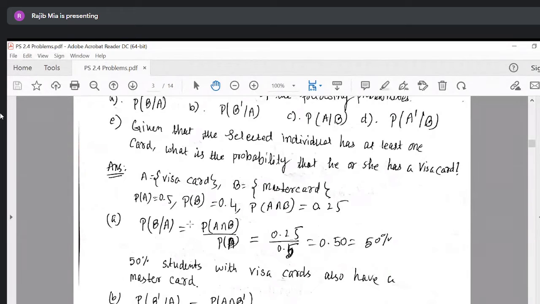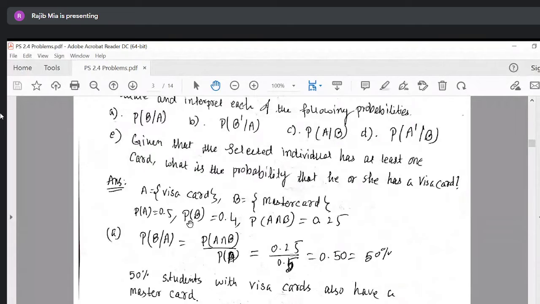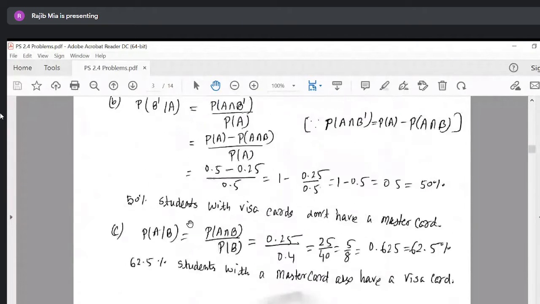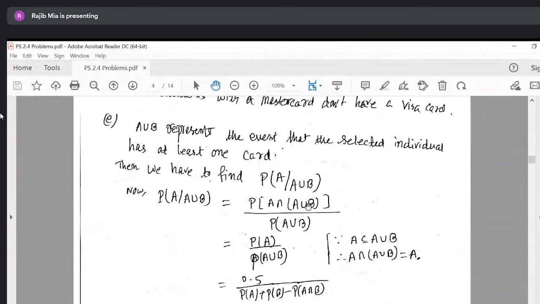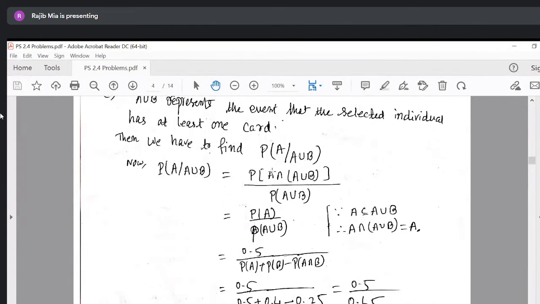So here it is given that the selected individual has at least one card. At least one card means either A or B, that is A union B. It is given A union B. Then we have to find that he or she has a Visa card. Visa card means the event A. So you have to find probability of A by A union B. Is it clear? Then use this definition: probability of A intersection A union B by probability of A union B. Then this is how to find this A intersection A union B.